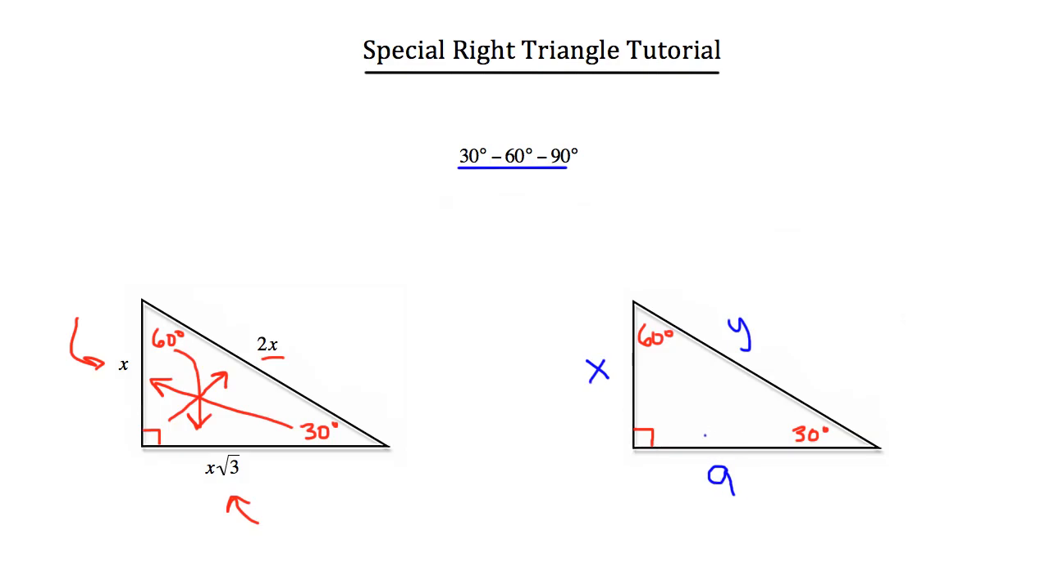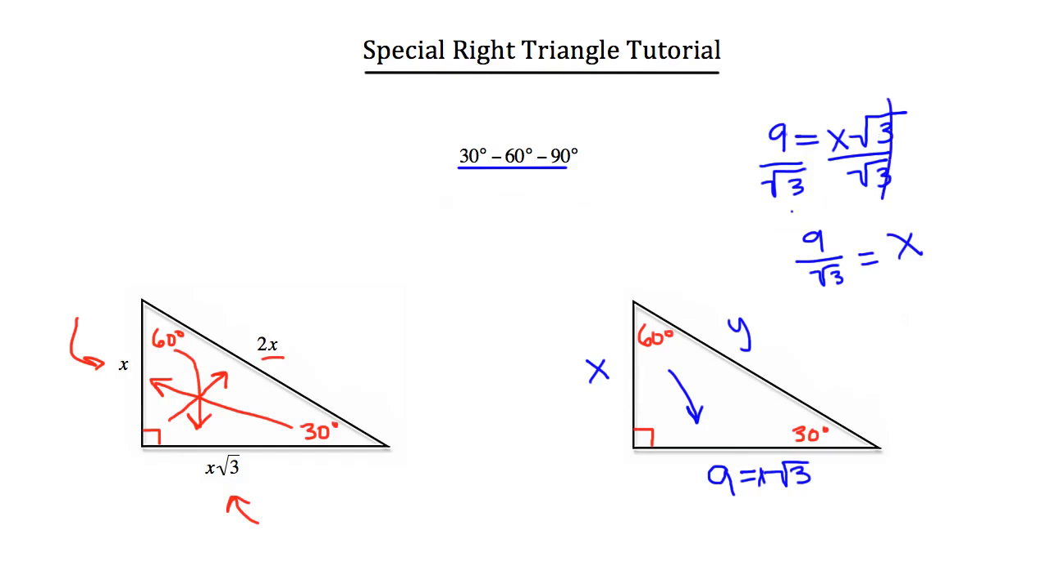Well, you know that you could just set this 9 equal to x root 3, because it's directly across from the 60-degree angle. So I'll write that up top. 9 is equal to x root 3. To get x alone, we're going to divide by a root 3 on both sides of the equation. And you'll have 9 divided by root 3 is equal to x, because the root 3 will cancel on top and bottom. Now you know that you can't have a square root on the denominator of a fraction. So I'm going to multiply this fraction by root 3 over root 3 in order to get rid of that.